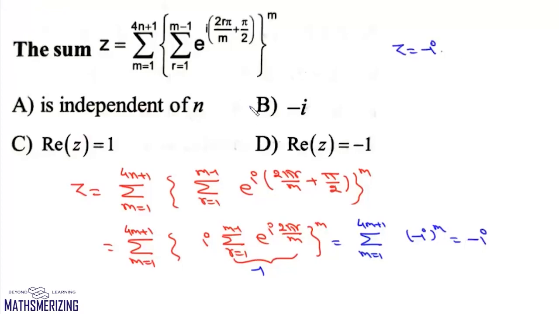So this sum is minus iota. It is independent of n, and its real part is 0. So the answer to this question is option A and B.